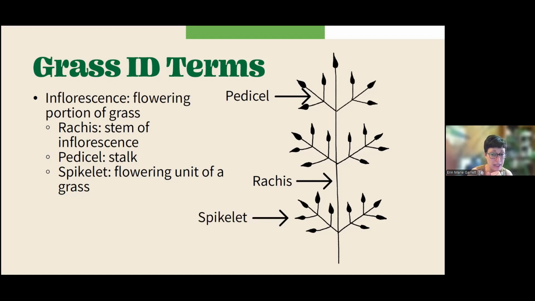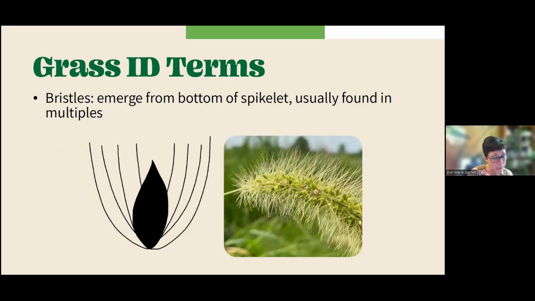But there are a couple, apparently there's my spikelet right there. There are a couple things that we're going to use that are great for helping in the field identification, and that's things called bristles and awns. Okay, so both of those, bristles and awns, are bristle-like structures. But in the case of an actual bristle, they're going to be connected to and emerge from the bottom or the base of the spikelet. And they're usually found in multiples.